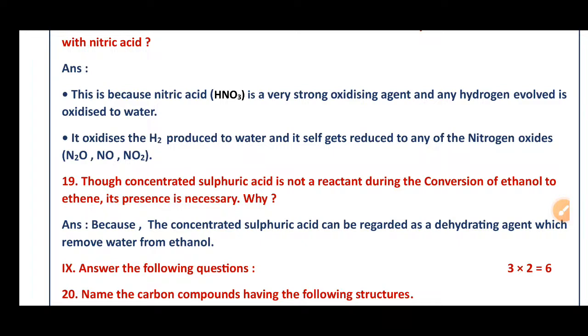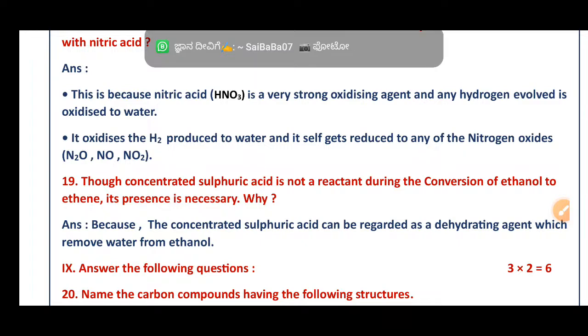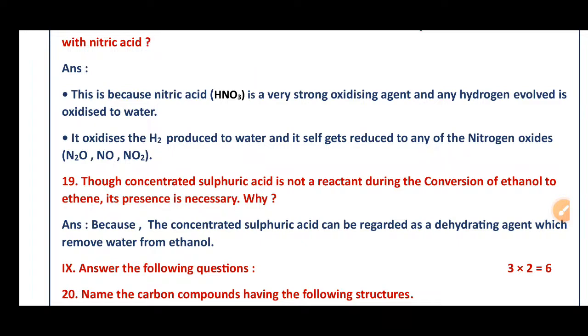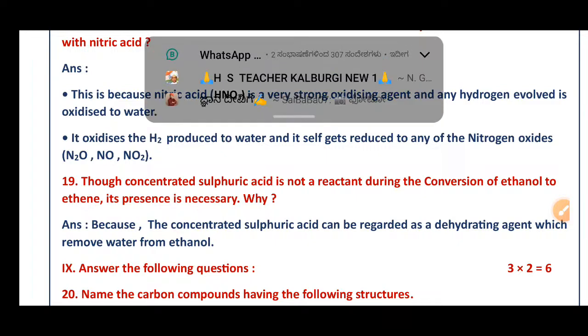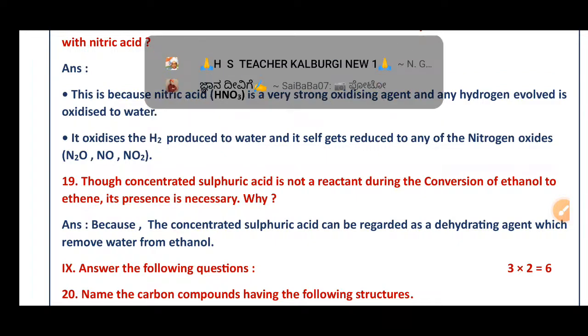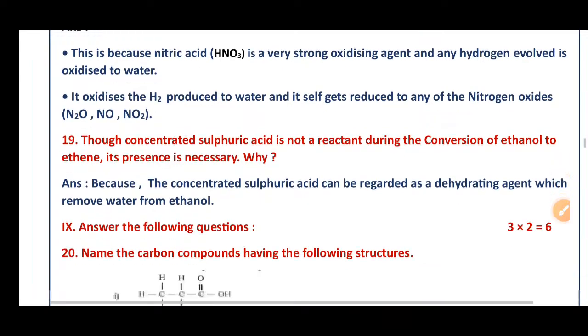Question number 19. The concentrated sulfuric acid is not a reactant during the conversion of ethanol to ethene. Its presence is necessary. Why? Because concentrated sulfuric acid can be regarded as a dehydrating agent which removes water from ethanol.